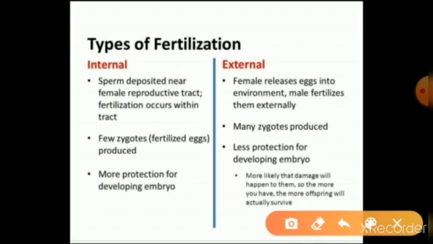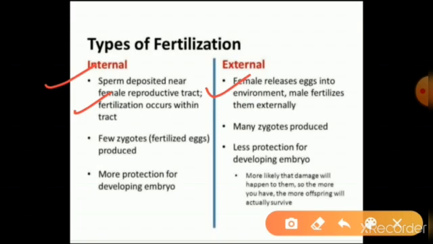Next, students, types of fertilization. Internal fertilization and external fertilization. Now if the fertilization is taking place within the genital tract of the female, if fertilization is happening inside the female body, then it is known as internal fertilization. If fertilization is happening in the external environment, then it is known as external fertilization.